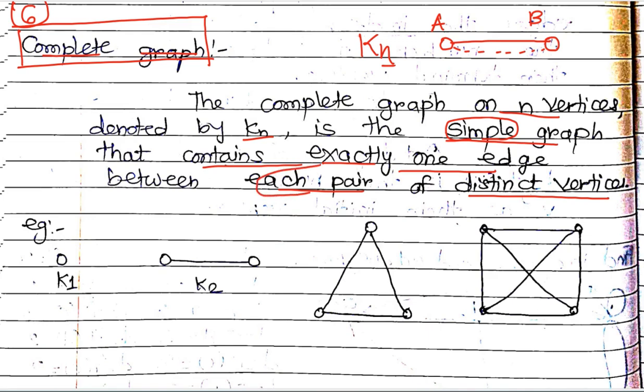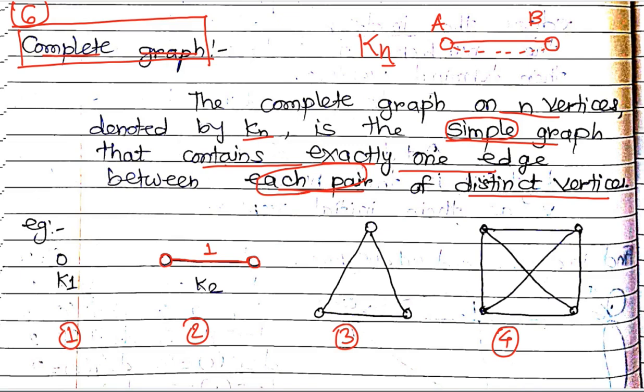Now this "each pair" is very important. We will see the difference between complete graph and non-complete graph later. First of all, go with the definition and examples of complete graph. There are four graphs here: graph 1, graph 2, graph 3 and graph 4. Let's talk about graph 2. There are two vertices, and the two vertices are connected with a single edge, so it is a complete graph. There is no edge remaining which is to be connected.